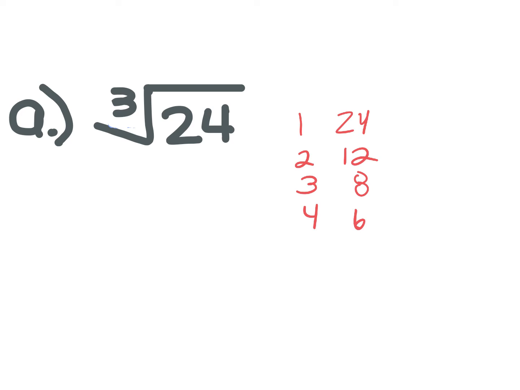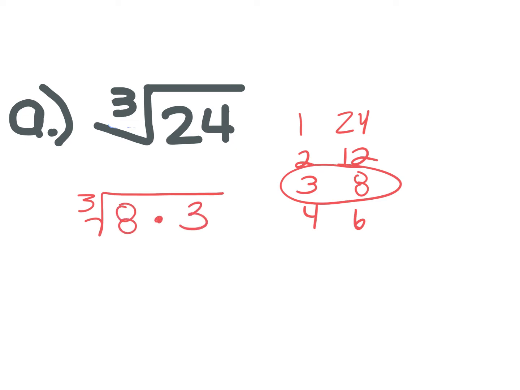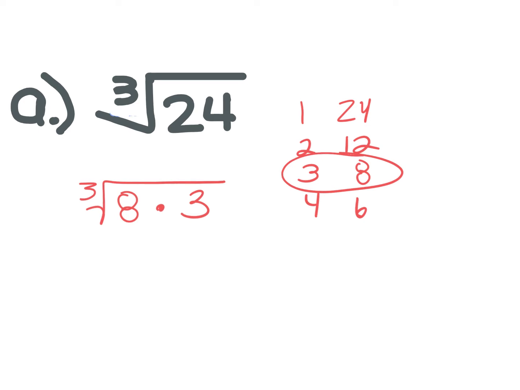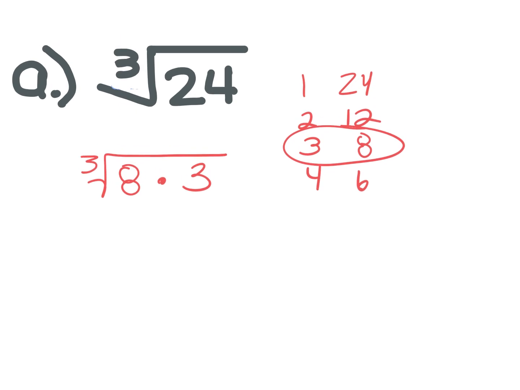Are any of these factors perfect cubes? Is there any one of these that you can multiply a number by itself 3 times and you get that number? 8. Very good. This one right here. So could I break this down into the cube root of 8 times 3? These first 2 lessons are just about thinking. Can I do that? What is the cube root of 8? It's 2. You can multiply 2 by itself 3 times, so you can bring that outside.